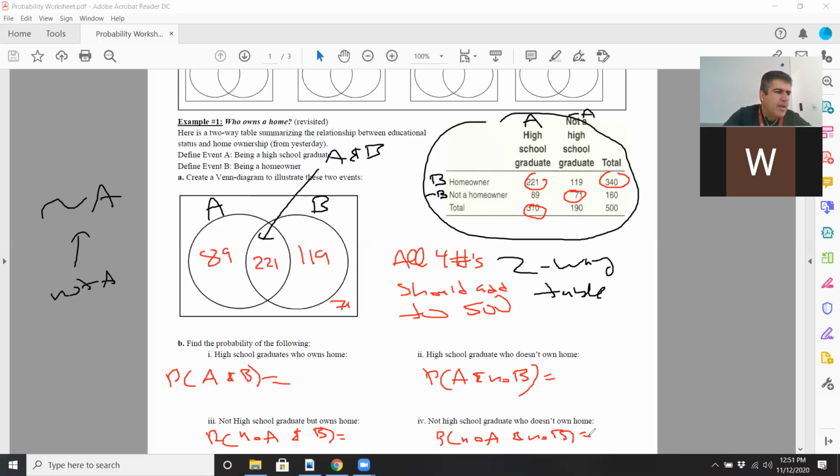So the probability of A and B is going to be 221, because that's 220 people who do both, out of 500. And you can leave your answer like that. That's totally fine. If you want to give us a decimal, it's 0.442. Usually 3 decimal places is generally a good idea. What's the probability A and not B? So that would be 89 people out of 500, which is 0.178.